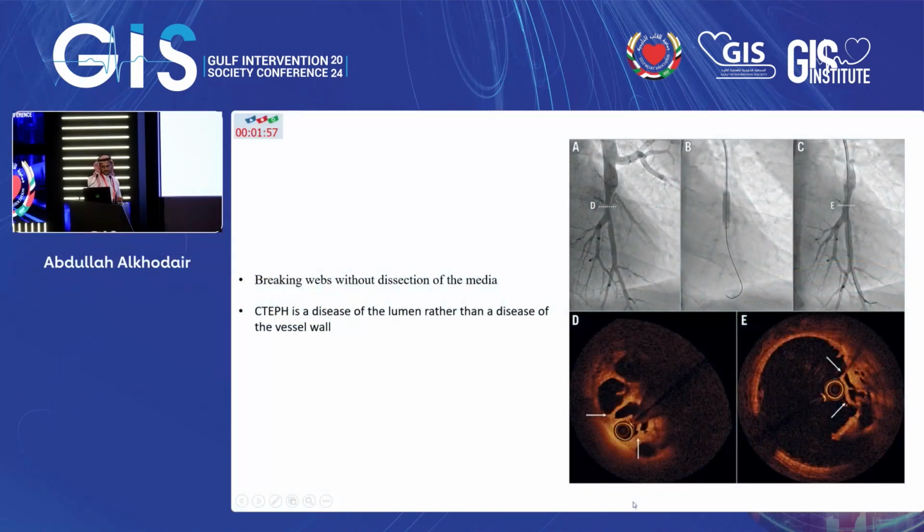So basically, this is an OCT of a patient with CTEPH, and you can appreciate the webs that are because of the organized clot. The media is intact, and when you disrupt these webs with a balloon, the risk of restenosis is very minimal, and that's why you don't really need a stent for this type of problem. So basically, CTEPH is a disease of the lumen, not a disease of the vessel wall, and we try to just break those webs and maintain the media without any dissection, using an undersized balloon. So that's basically the principle of this procedure.